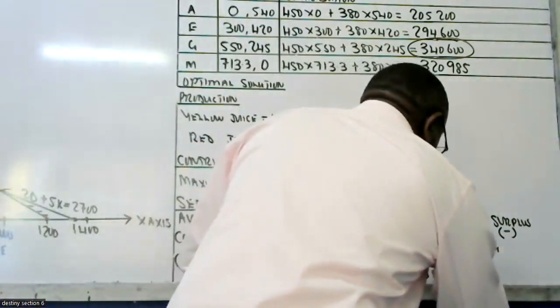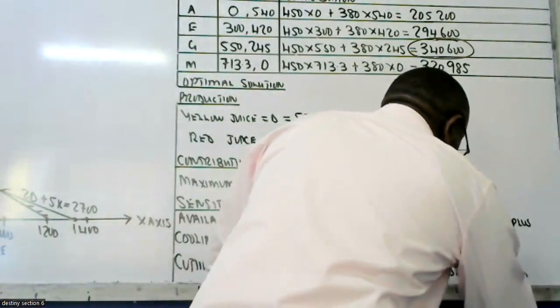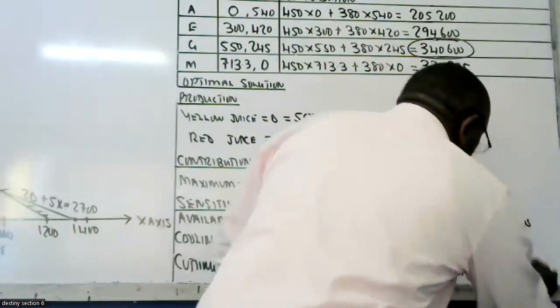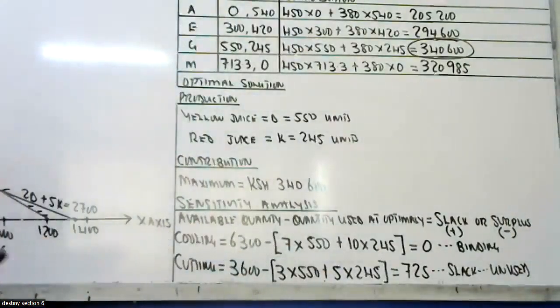Now this is the slack, and this is the unused. You can see it's positive. It's the unused. So you can do the same with the others. You can do the same with the breading and packaging.